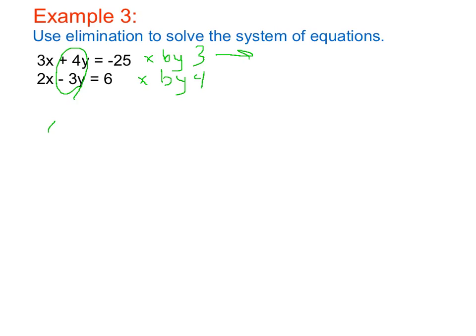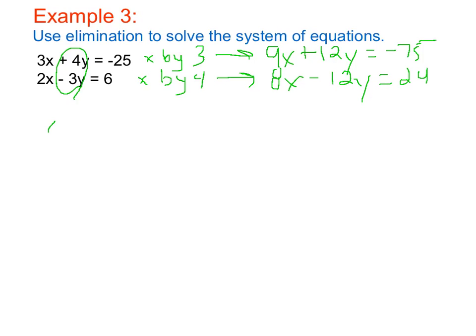So when we do that, the first equation, 3 times 3x is 9x, 3 times 4y is 12y, and then 3 times negative 25 is negative 75. If we multiply everything in the second equation by 4, 2x times 4 is 8x, negative 3 times 4 is negative 12y, and 4 times 6 is 24. So now we can look at this and add them together.